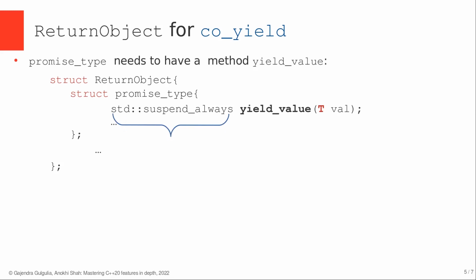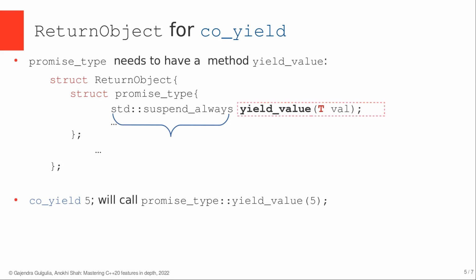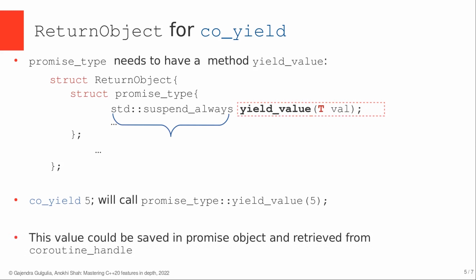And the method yield_value returns a std::suspend_always awaiter. And this is exactly the awaiter that causes suspension of the coroutine after yielding the value and returning the execution control back to the caller of the coroutine. So in short, if there exists co_yield 5 within the coroutine body, the compiler will call the method yield_value with an argument 5. And this value could be saved within the coroutine handle and retrieved in the caller.